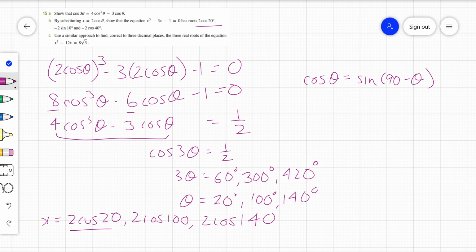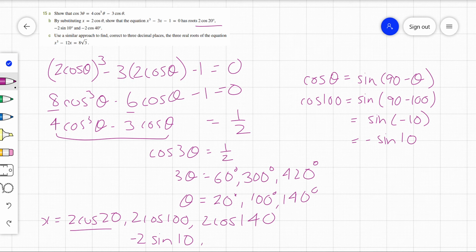So if I'm saying cos 100, I'm really saying sine of 90 minus 100, which is the same as sine of negative 10, and sine is an odd function, so I could also write it like that. Of course, this one's got a 2 out the front, so it'll be a minus 2 sine 10 for that one. And what about this 2 cos 140? How does that get to minus 2 cos 40?